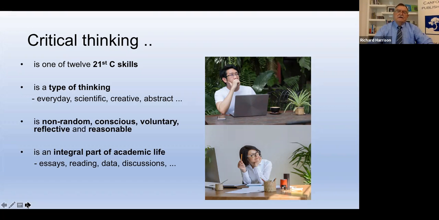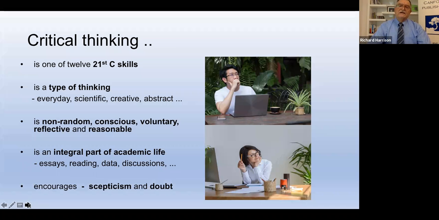Another thing to say about it is that it's an integral part of academic life, which is surprising. It surprises me that it's not taught very often explicitly. It's an integral part. So everything that a student does at university or college involves critical thinking, whether it's writing an essay or reading a textbook, analyzing data, taking part in a discussion, and so on.